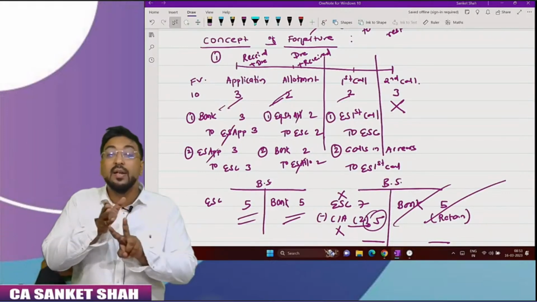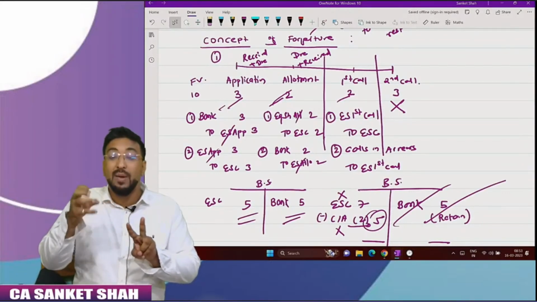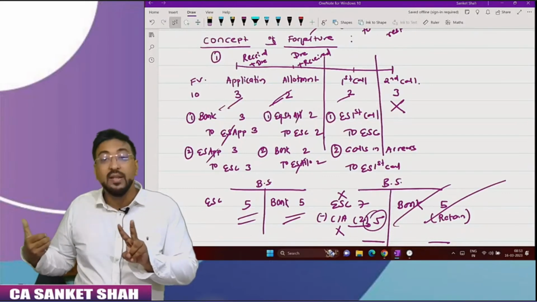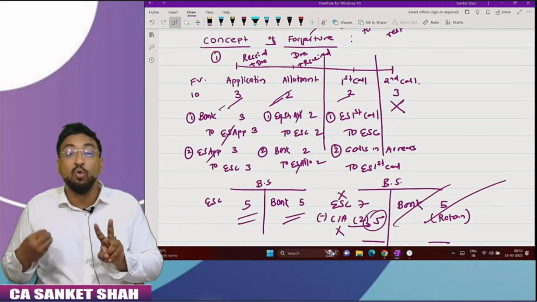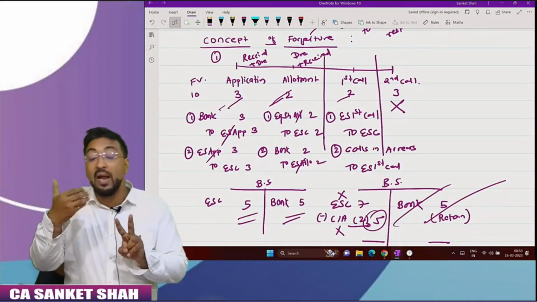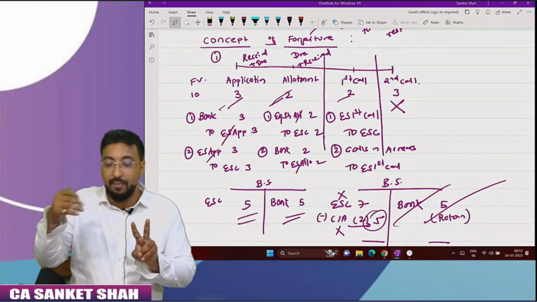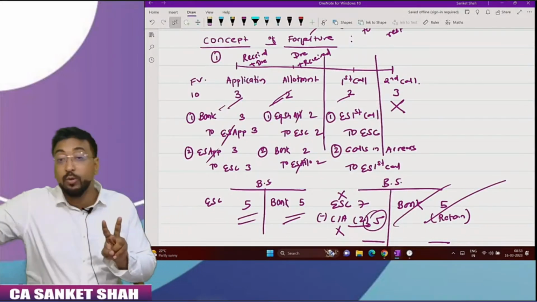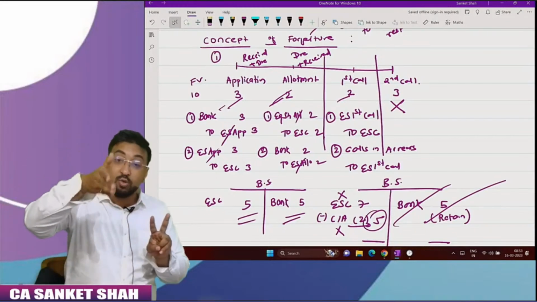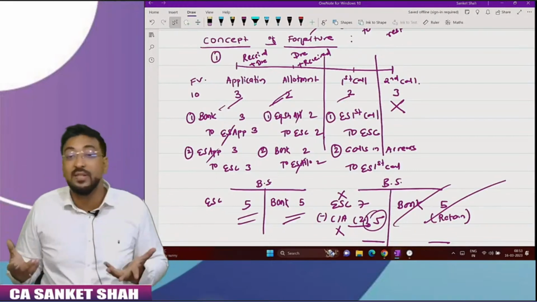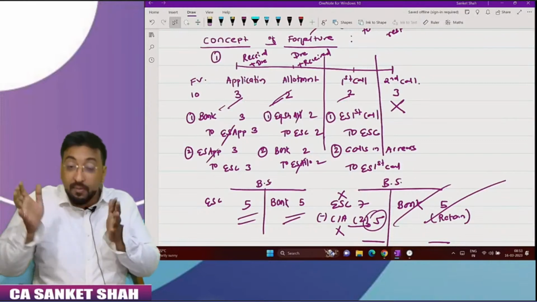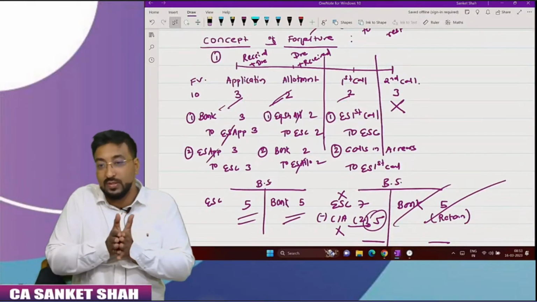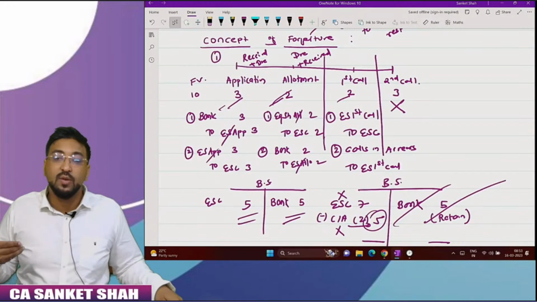See, these are temporary accounts, allotment, application. But at least while reading the entry, you should know that this money is out of application. I can't directly pass an entry from bank to equity share capital. Why? Because I should route it through application, allotment, first call and second call. So that's why we are doing these entries. So the third entry will be equity share first call account debit to equity share capital.